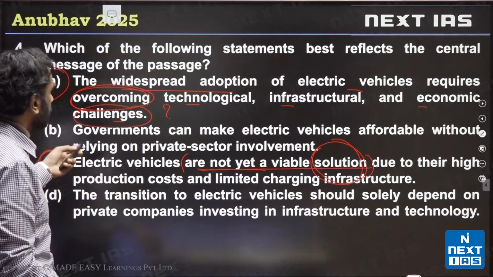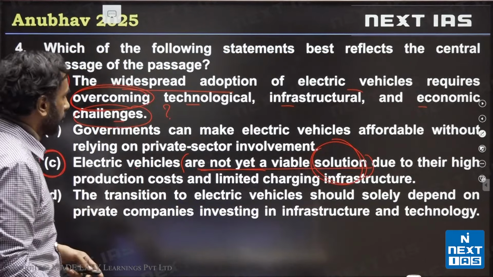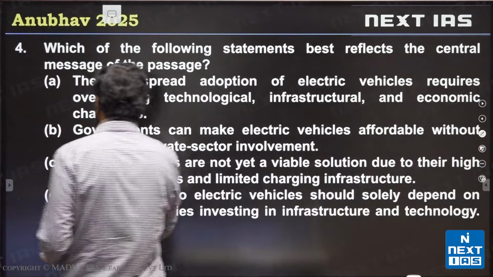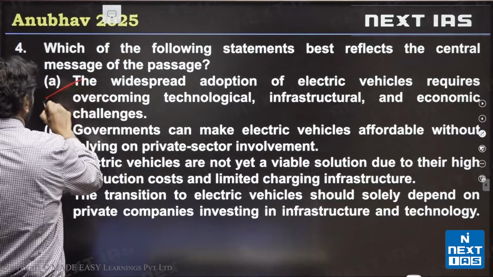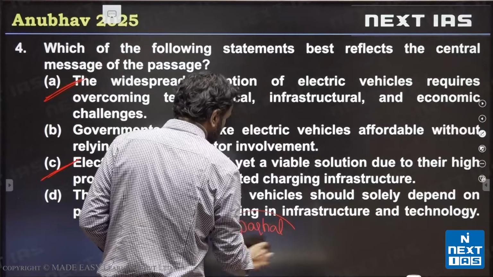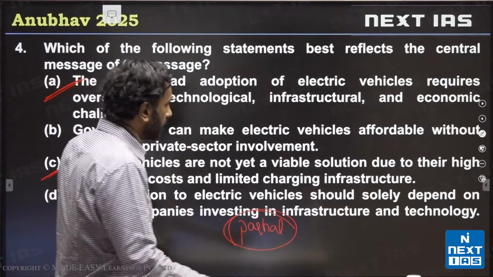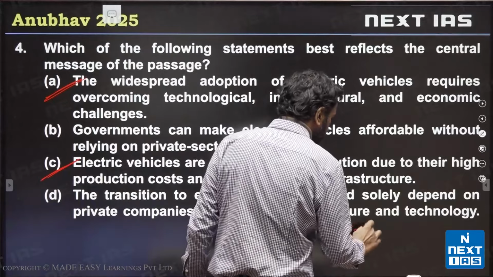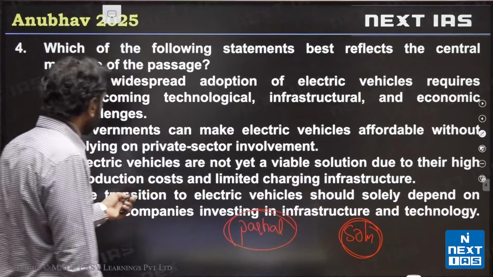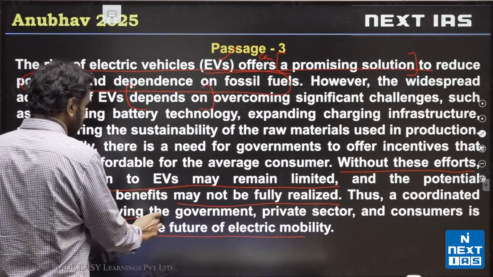So between these two choices, which one do we go with? Electric vehicles are not yet a viable solution due to production costs and limited charging infrastructure. So let's say both options A and option C are somewhat partial. They are somewhat incomplete, right? How do I make sure I choose the right one? I try to find out which has mentioned the solution in a better way, right? The passage had some solutions. We are told how to do this. Governments should do this.